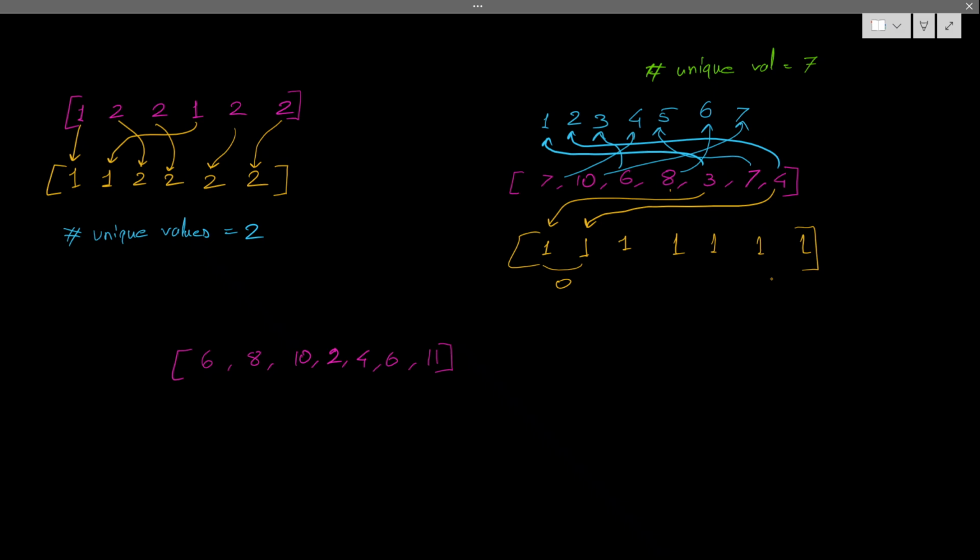That will satisfy my condition that adjacent numbers have an absolute difference of at most 1. So my condition is satisfied. But my target is to maximize the unique numbers in there. So whenever I have a chance to increase the number, I'll do that.